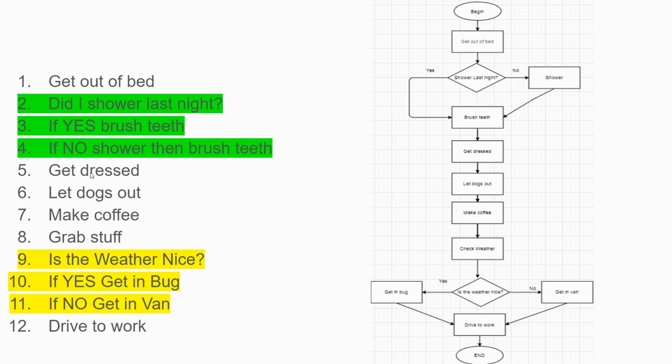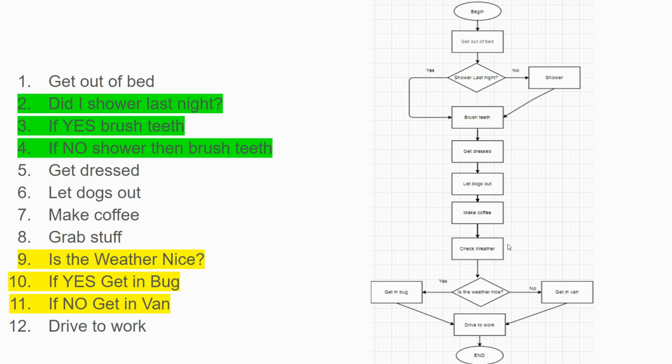And then I have a command, and that brings me to my second conditional. Is the weather nice? Notice I didn't say what's the weather like. It's got to be yes or no. So is the weather nice? If yes, then I'm going to get in my bug and drive my bug to work. If no, I'm going to get in my van and drive my van to work. And then drive to work is my last step, and then I end with an oval.